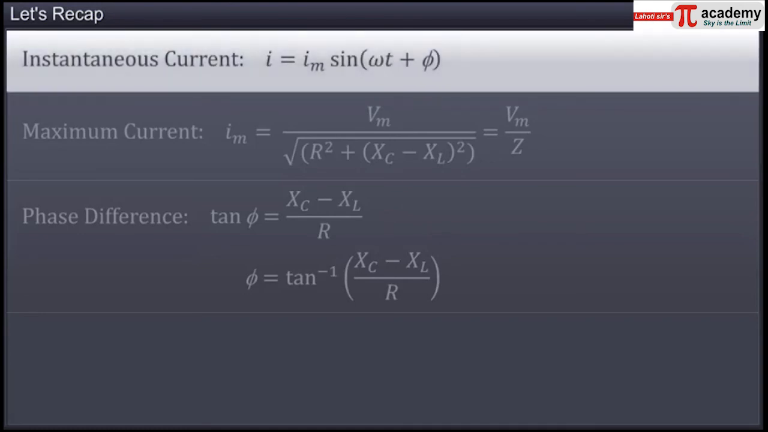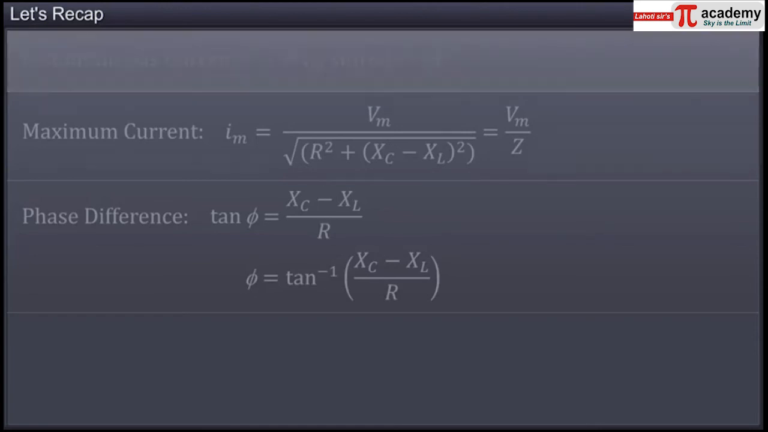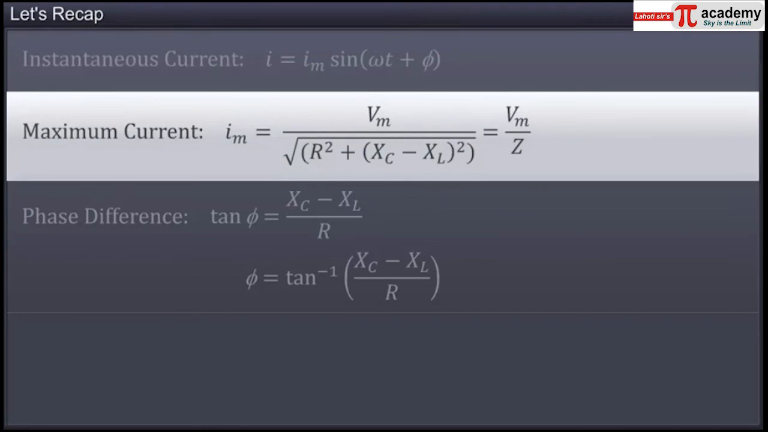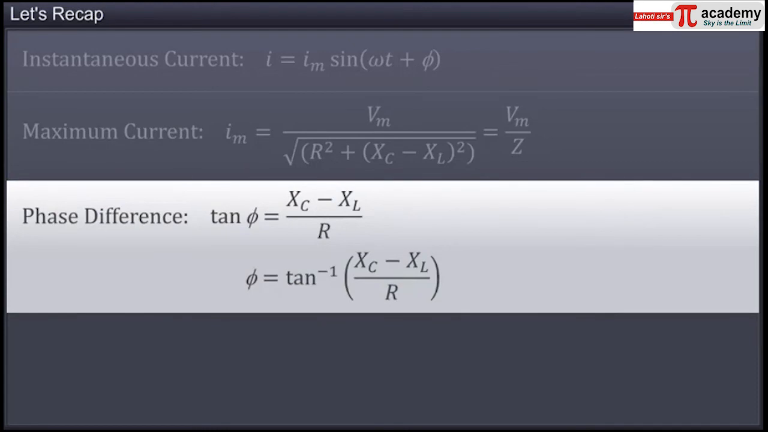The instantaneous current I is equal to Im sin(omega t plus phi). The maximum current Im is equal to Vm by under root of R square plus (Xc minus XL) square, or Vm by Z, where Z is the impedance of the circuit. And the phase difference phi is equal to tan inverse of (Xc minus XL) by R.